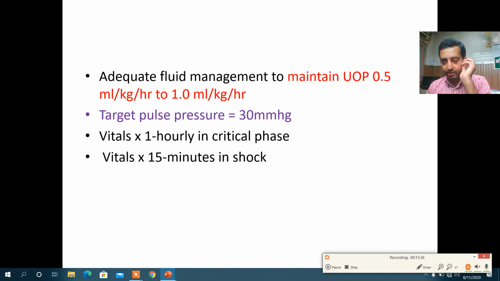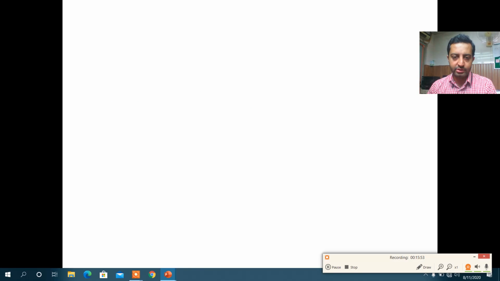Vital monitoring during the critical phase should be 1 hourly, and for a patient who is going into shock, with hypotension, cold clammy skin, tachycardia, sweating, drowsiness, or unconsciousness, we have to monitor the vitals every 15 minutes.